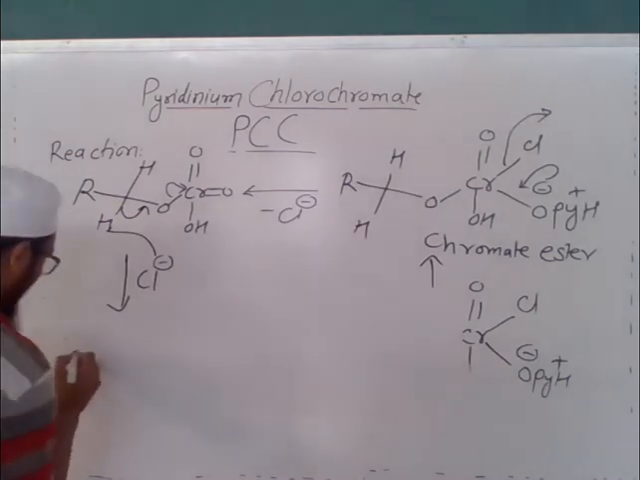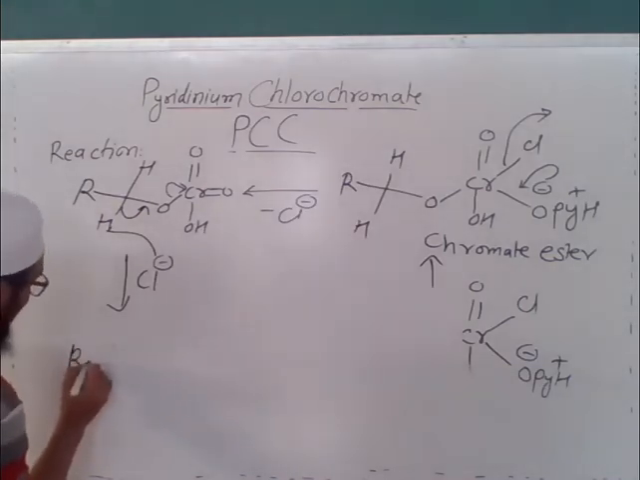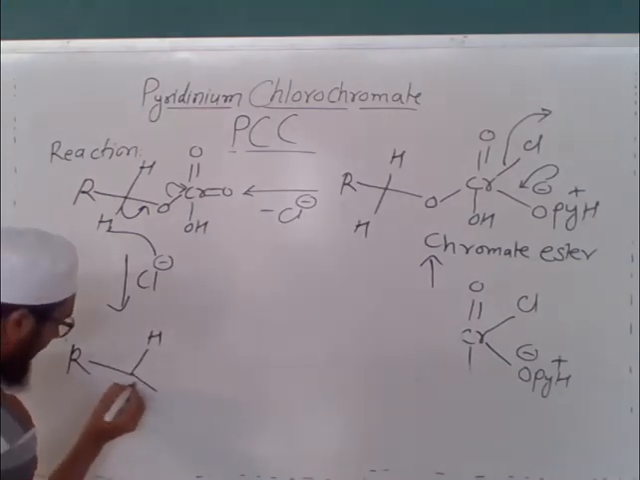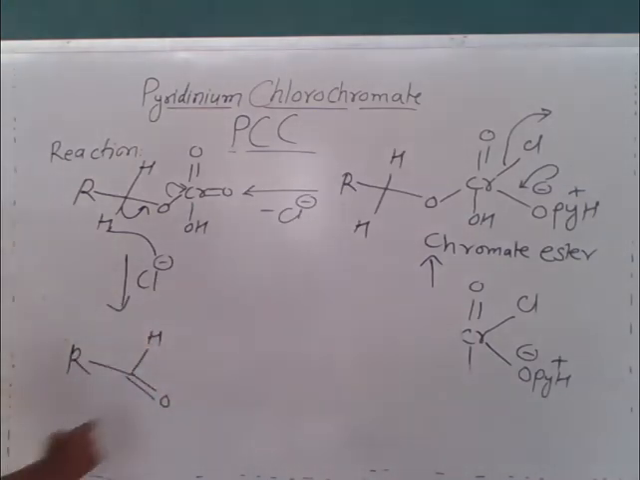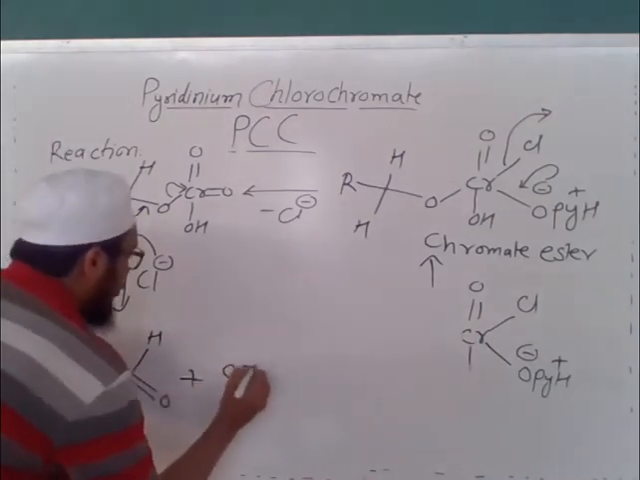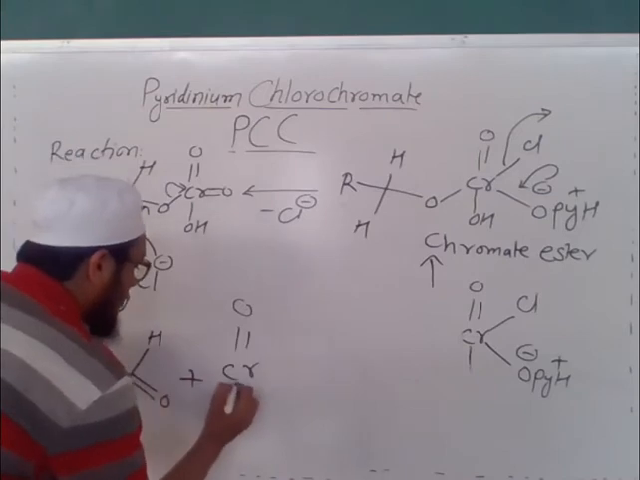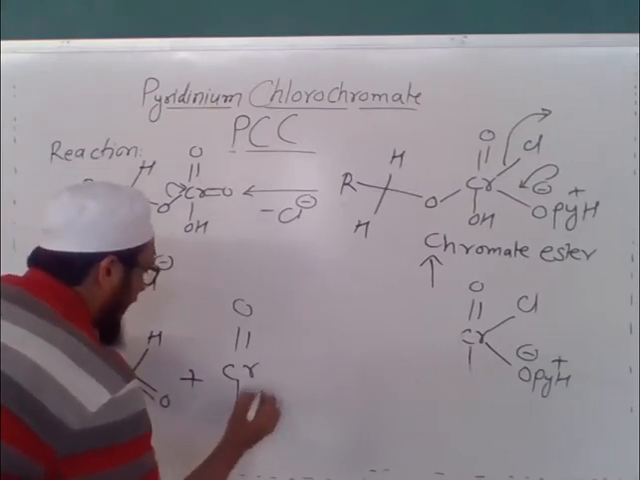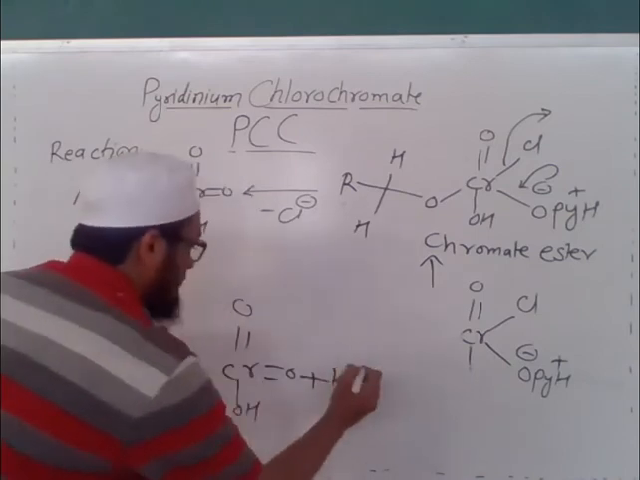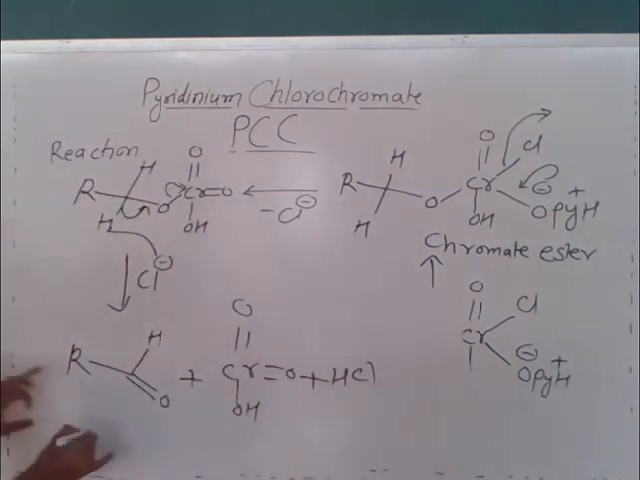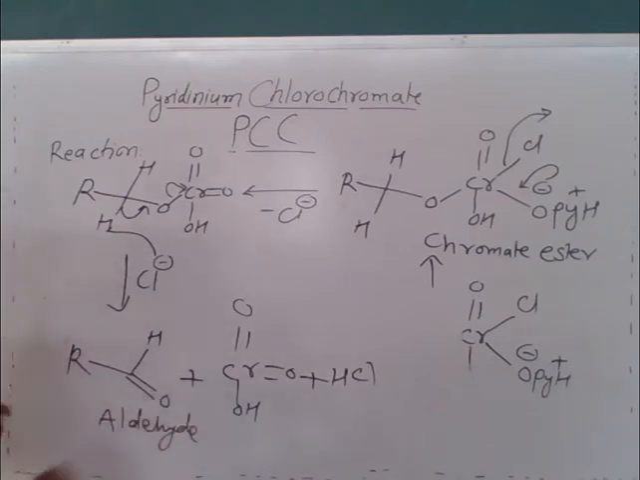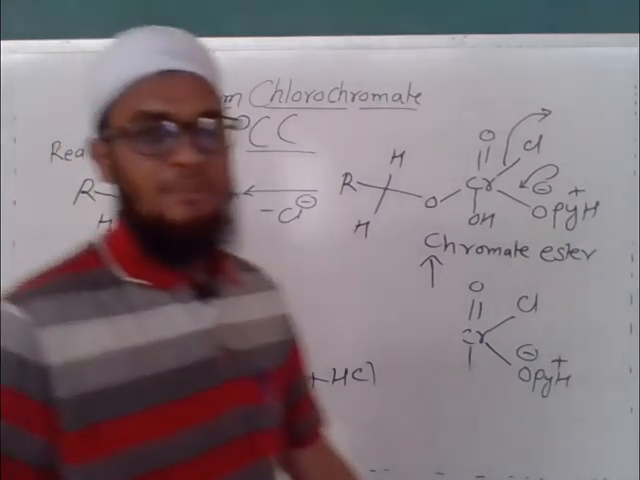And what will we get? We get R, single bond H. This carbon will get doubly bonded with the oxygen, and what remains is chromium double bond, single bond OH, double bond O, and this is our HCl. So what is this? This is aldehyde. This is our aldehyde. So did you get the mechanism?